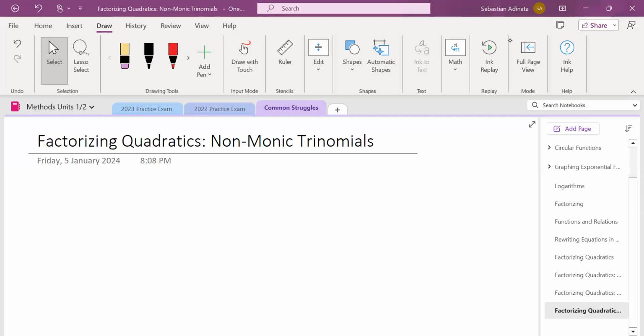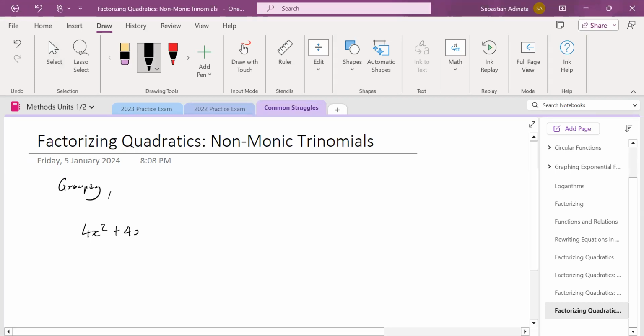Okay, everybody. Today we'll be going over how to factorize non-monic trinomials using grouping. Last time we covered what if it looks like this. Today we're going to be going over if it looks something more like this. Basically, something in front of the x squared. So we had 4x squared plus 4x minus 15.